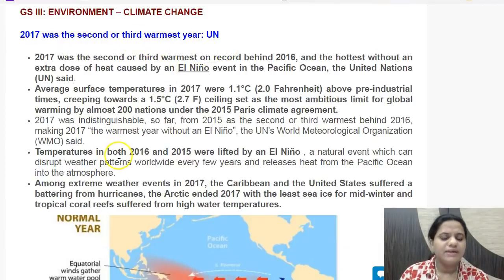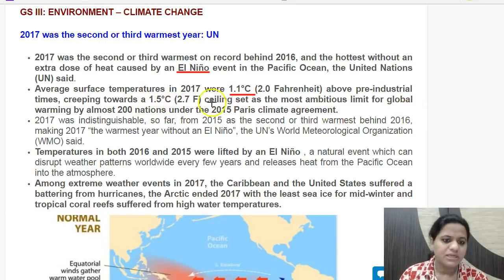So 2017 after 2016 was the third warmest year on record as such, and also it was the hottest year so far without an El Nino. Otherwise, El Nino generally causes heating, it results in hottest years, but 2017 was a non-El Nino year, yet it resulted in temperatures rising. So average surface temperatures in 2017 were 1.1 degrees Celsius above pre-industrial levels, and the target is to keep it up to 1.5 levels.